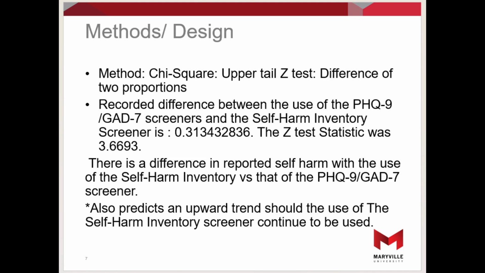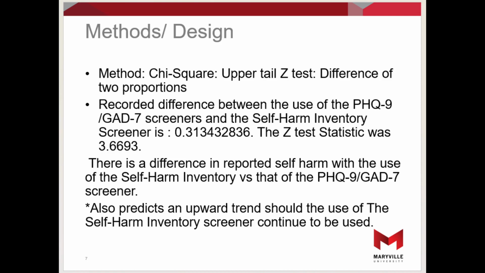We needed to identify the null hypothesis, and in this particular case, the null hypothesis stated that the two proportions, one being the PHQ-9 and the GAD-7, and the second proportion being the self-harm inventory, would produce the same results. Because there was a noticeable difference between the two, the inference was that the null hypothesis had to be rejected.